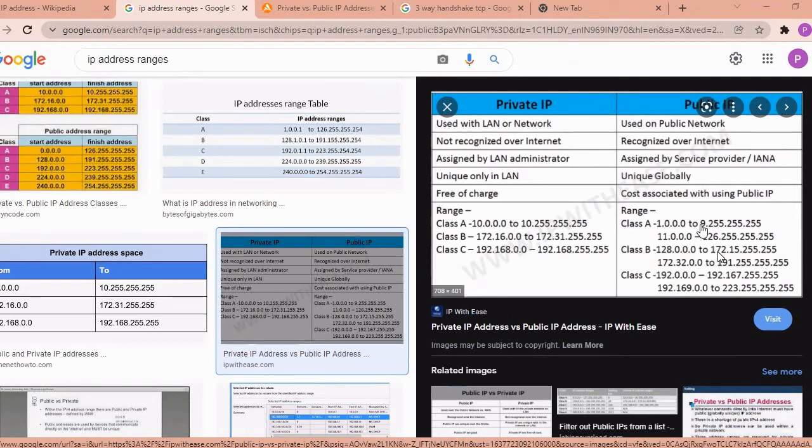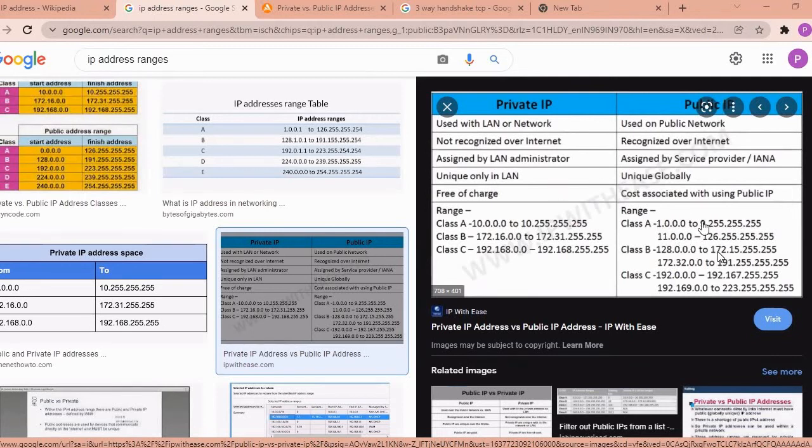Class A. 10. No, here 10 is not missing. 10 is starting from here, you can see. Oh, okay. In private IP address. So it's a whole range. Some are divided for private, some are divided for public. That's why I said compare these two. You will come to know which is private and which is public.